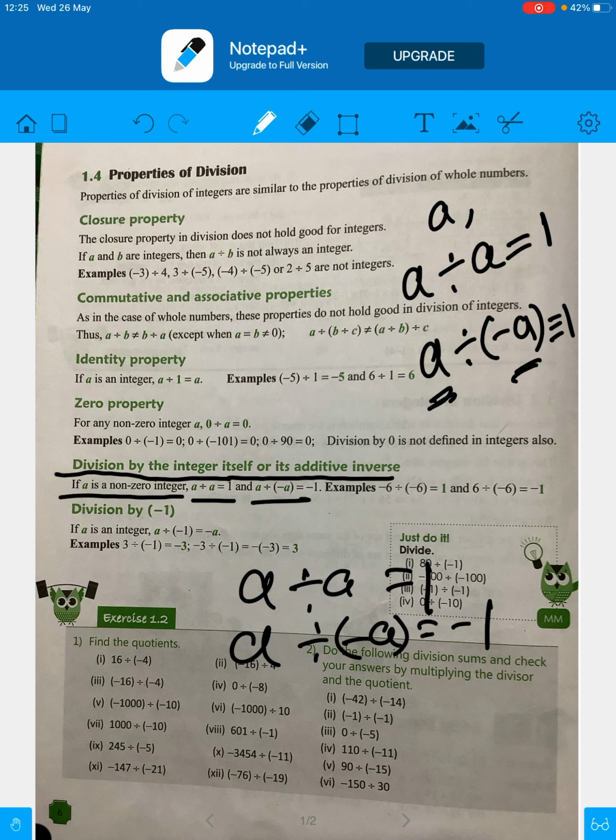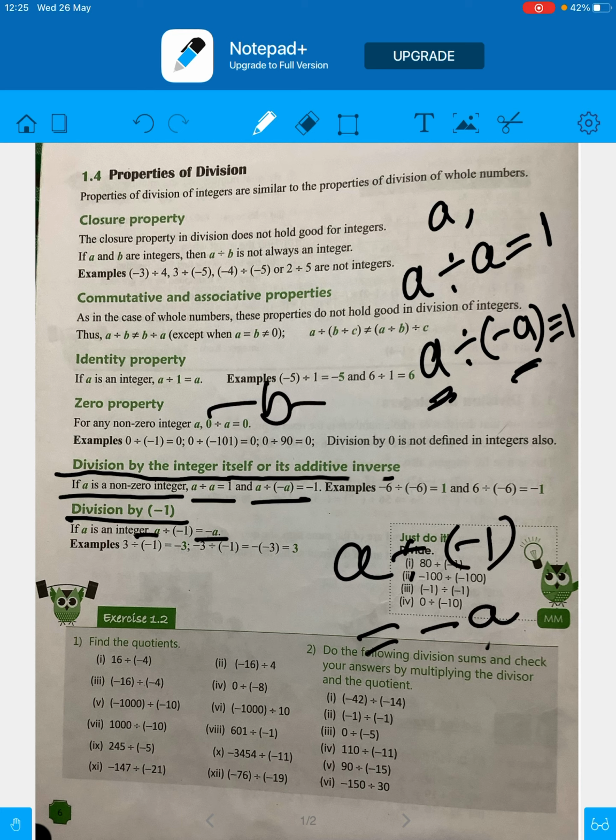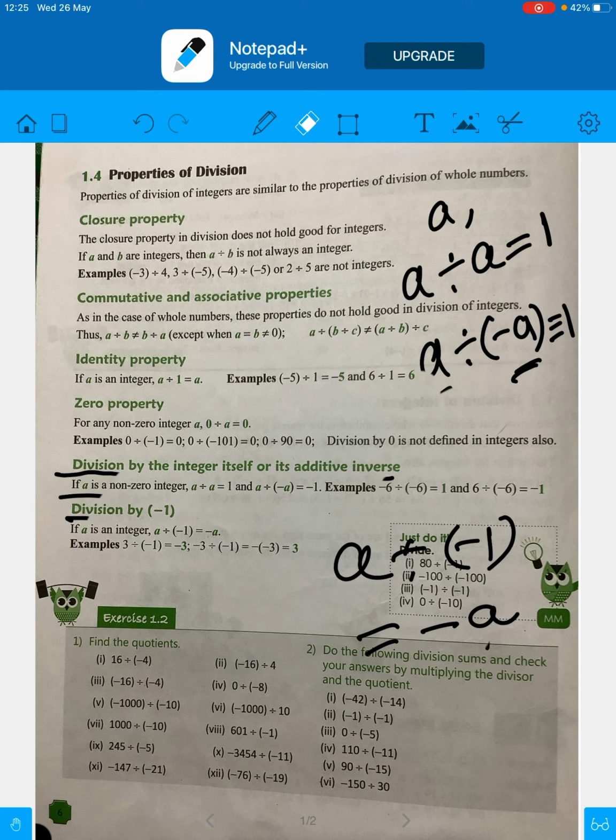Now the last is division by minus 1. If you divide any integer a by minus 1, what answer will we get? We will get the additive inverse, that is minus a. Minus b divided by minus 1 is equal to b. So we get the additive inverse. Whatever sign is there, the sign will change if we divide any number by minus 1.